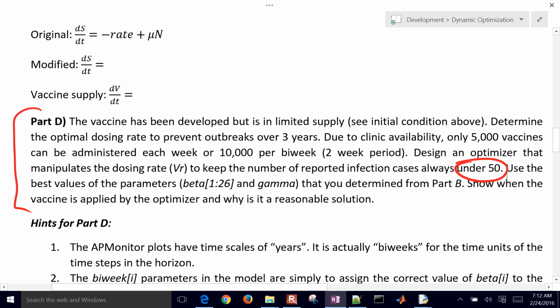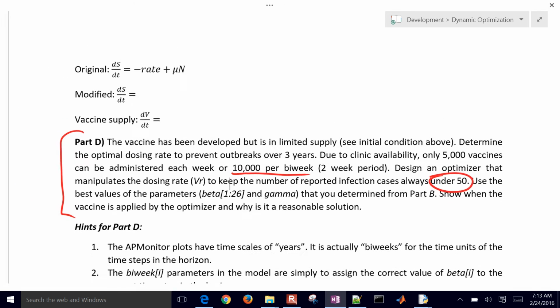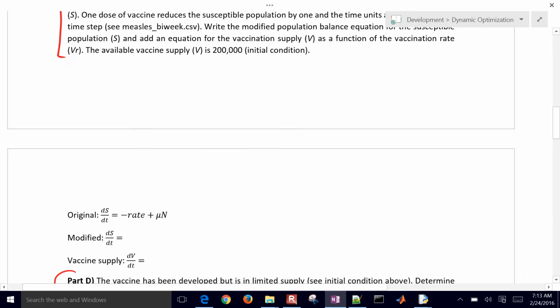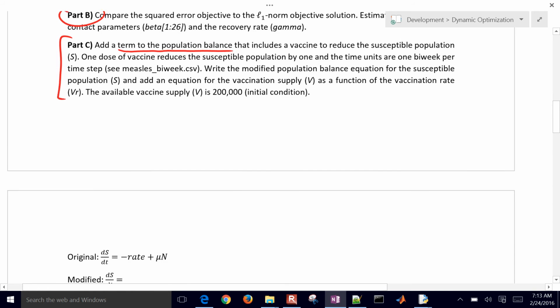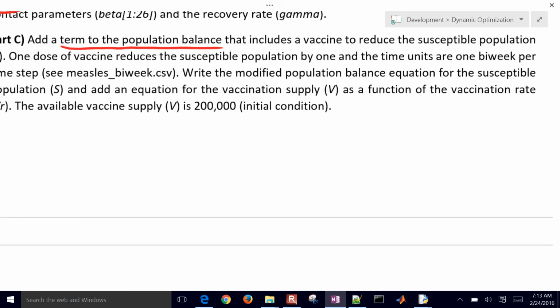We know we only have clinics to be able to administer about 10,000 per 2-week period. Okay, so that's one of our limitations. We can't give more of these vaccinations than 10,000 per 2-week period, but we have 200,000 of these that we can apply at any time. Okay, so we want to add terms or equations to these population balances to reduce a susceptible population.